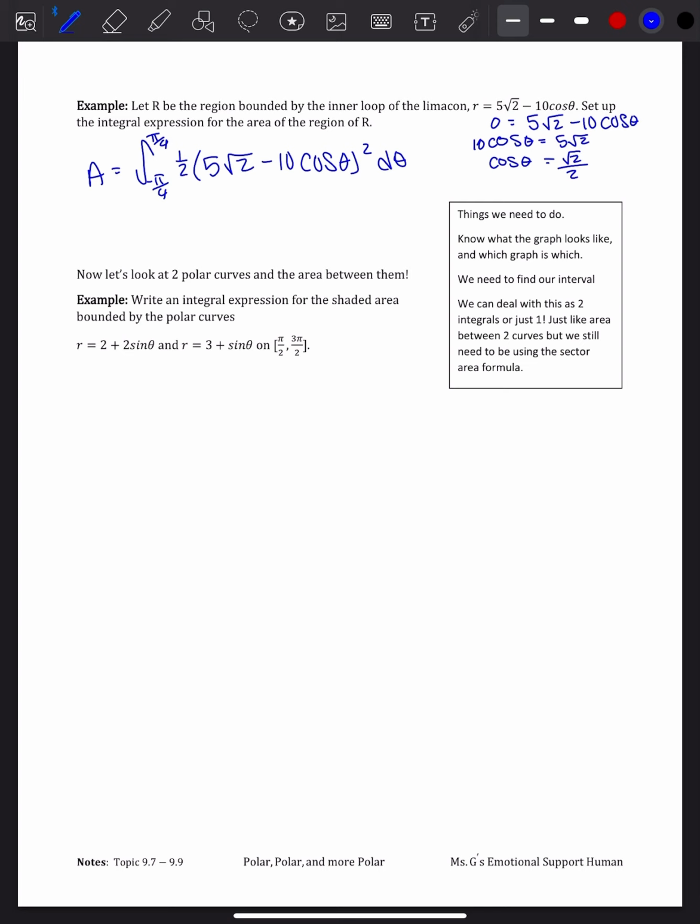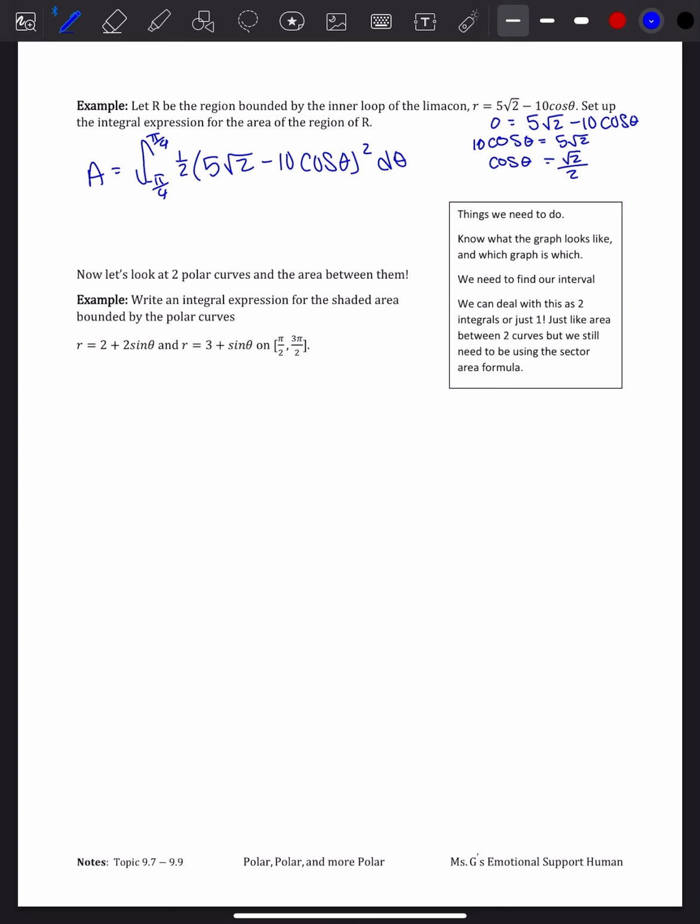We can deal with it as two integrals where we're just subtracting those areas from each other, or we can look at the fact that we're just taking those two radii and subtracting those radii squared. So we can look at this in two different ways. The first thing that we want to do is know what the graphs look like. So we have two functions here.